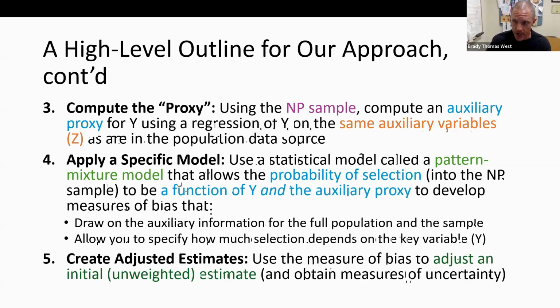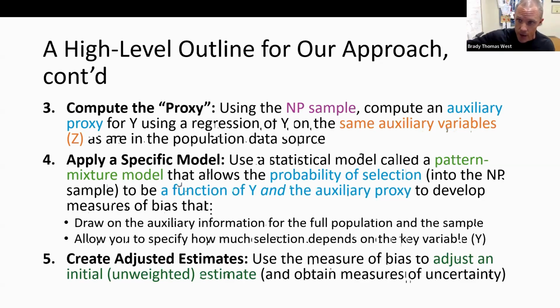Once you have this auxiliary proxy saved for the cases in the data set and the values on the variable of interest Y, then we apply that statistical model called a pattern mixture model. This model allows the probability of selection into the non-probability sample to be a function of both Y, that would be the non-ignorable selection mechanism, right? Because we don't observe Y for the people who did not select into the sample. And the model allows selection to depend on the auxiliary proxy that we computed based on all those predictors of Y. Because remember, we also have information on those predictors in aggregate at the population level.